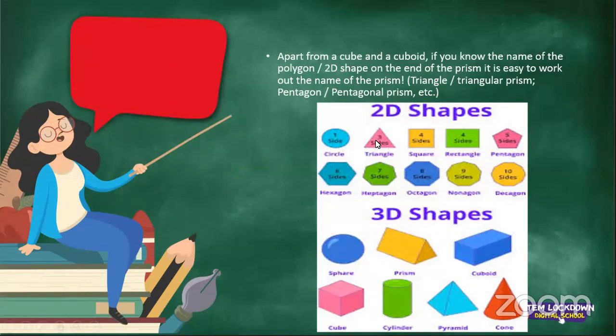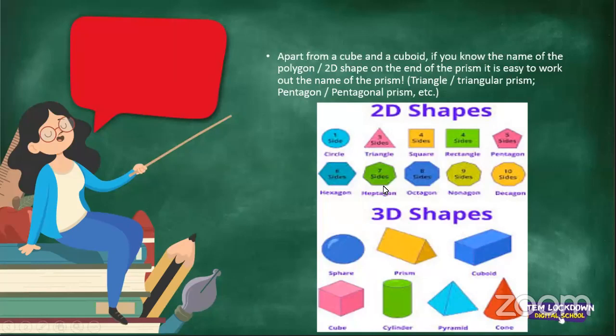So here we have our 2D shapes. This is how a 2D shape looks like. Here we have a circle. It has one side. Here we have a triangle. It has three sides. And here we have a square. It has four sides. We have a rectangle. It has four sides. We have a pentagon. It has five sides. We have a hexagon. It has six sides.